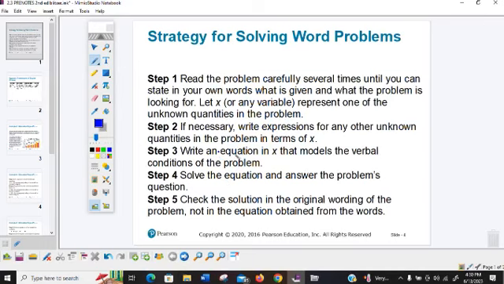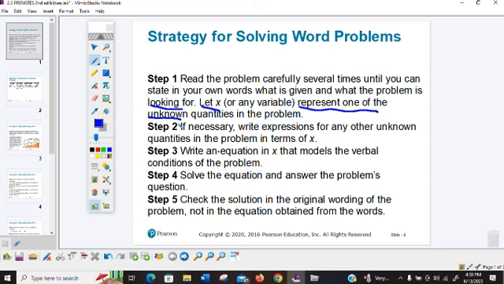In this section, we're going to learn how to solve some word problems. So let's go through some steps that the book has. Step one, you want to read the problem carefully several times until you can state it in your own words. What is given? What is the problem looking for? That's very important. Let X represent the unknown, okay?